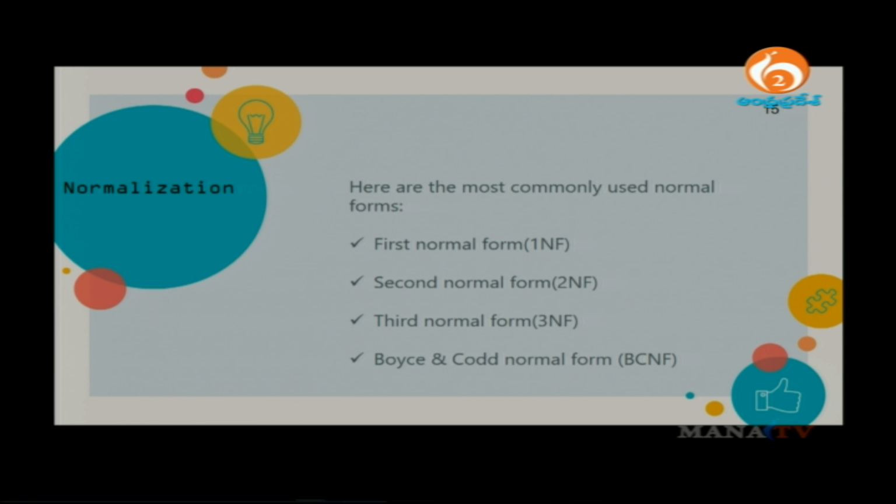Here the most commonly used normal forms are the first normal form, second normal form, third normal form, Boyce-Codd normal form. These are the base normal forms actually, and after that you have the fourth normal form as well as the fifth normal form. So, there are different ways you need to normalize your database tables. First is first normal form, second normal form, third normal form. If it goes up to this, mostly your problems will be rectified.